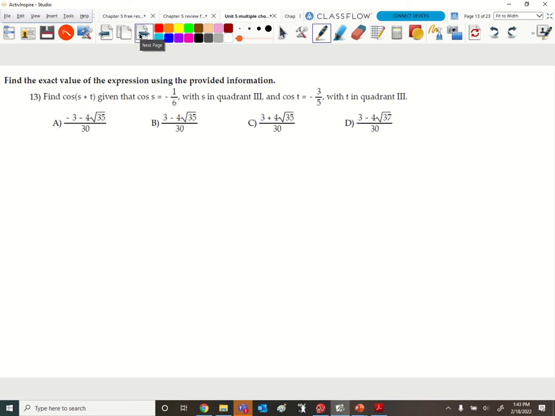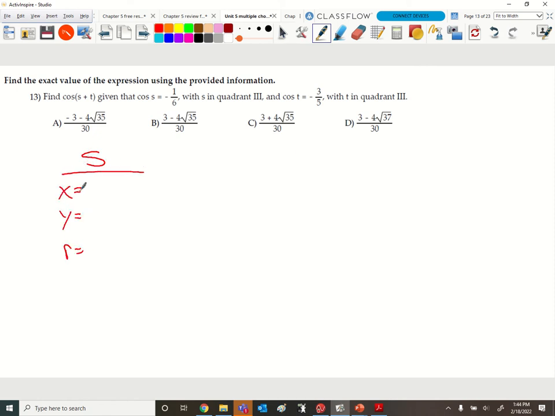All right, these ones here, they are going to be a bit of work because you have to find your X, Y's, and R's. These ones you have to get your X, Y's, and R's before you do anything. So, let's see. We have two angles. We have an S and we have a T. So my S is going to have an X, a Y, and an R.